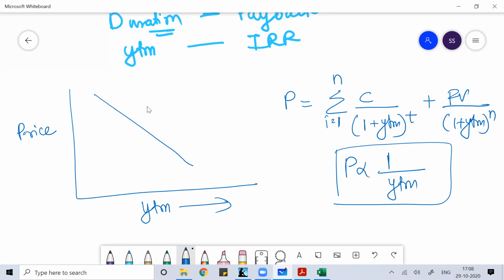Now, if you want to measure the slope of this graph, the slope of this graph is basically called duration. When you see this graph, you can see the curve between the price of the debt instrument with respect to the YTM. The slope of that graph is basically measured by the term called duration.